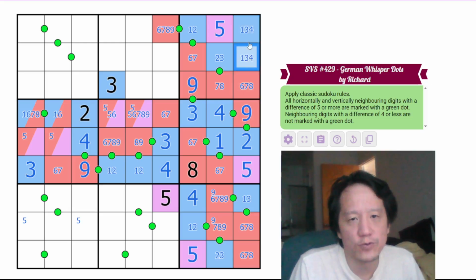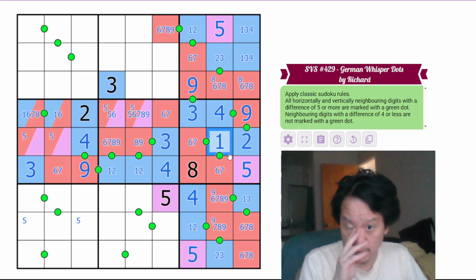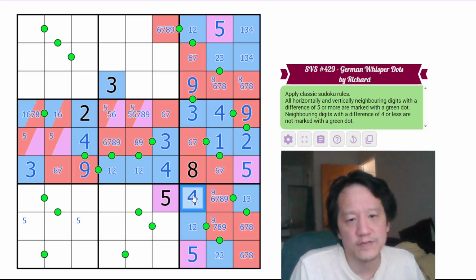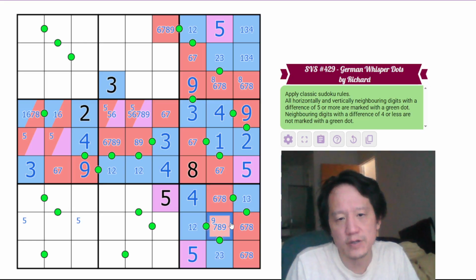We have 1, 3, 4 here, 1, 3, 4 here. 4 must be one of these two. Eight has to be one of these two. This cannot be 9 because if it were 9, the 4 would have to have a green dot between them. So the 9 has to be here.